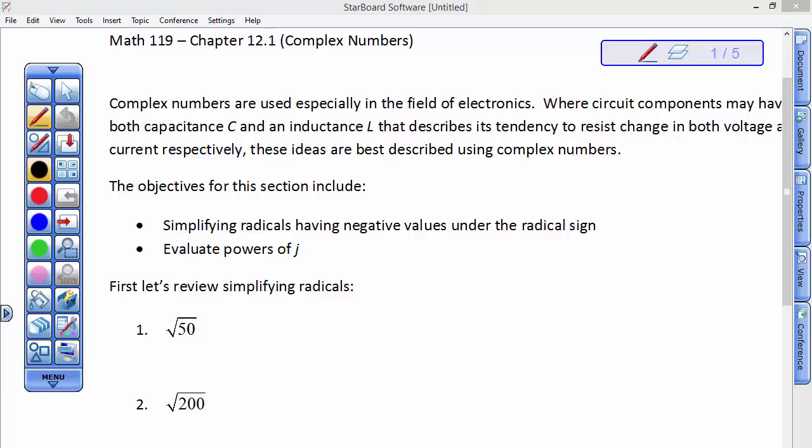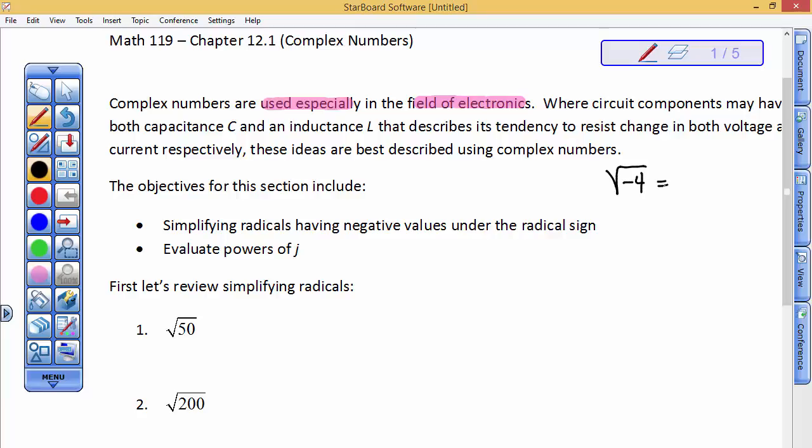Chapter 12 begins the study of complex numbers for us, and they are used especially in the field of electronics. What's extremely unusual about complex numbers is that they are going to help us to deal with the square roots of negative numbers. The square root of -4, for example.